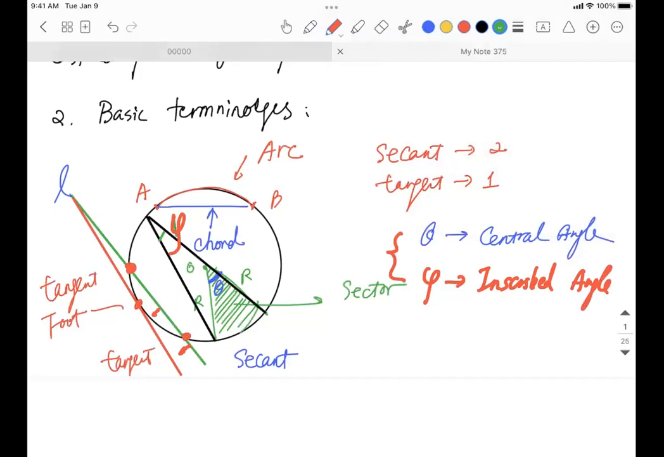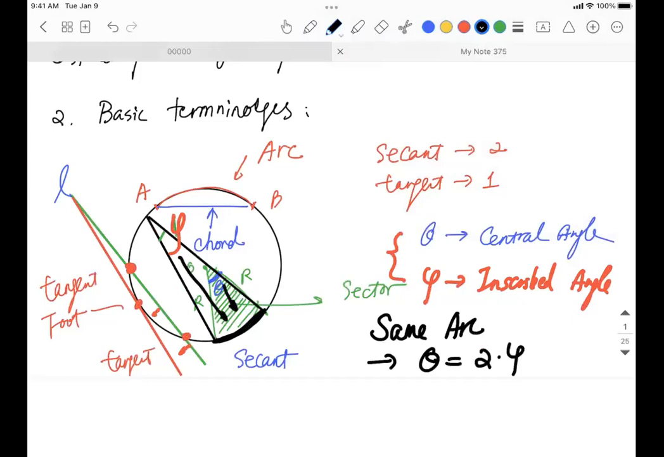Of course, we know that as long as they're facing the same chord, or the same arc, it doesn't matter, right? My center angle is always twice my inscribed angle. So far, so good? My center angle is always twice my inscribed angle, provided they are facing the same arc or the same chord, whatever. So far, so good? I think these are very basic stuff, right? It's kind of like 101 stuff.